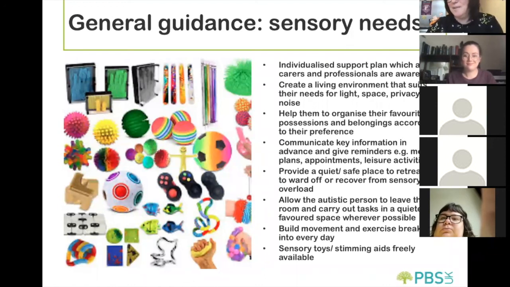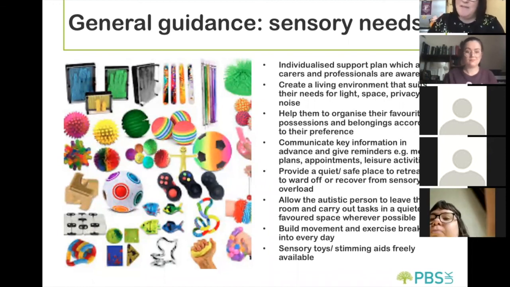There's going to be some juggling going on. If someone's undersensitive in one sense, vision for example, and other people are oversensitive, then finding the right lighting, the right level of stimulation can sometimes be a bit difficult. But think about how people's bedrooms, for example, are tailored to their need for light, space, privacy, noise, all of those kinds of things. Help them to organise their favourite possessions and belongings according to their preferences, as I'm sure you will do anyway. Communicate key information in advance and give reminders.